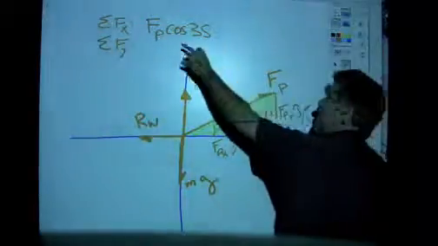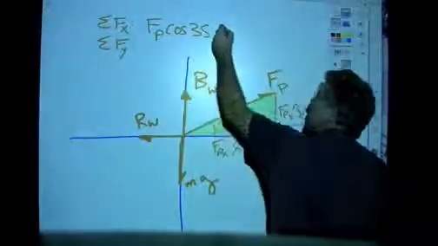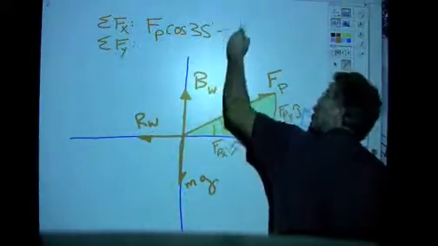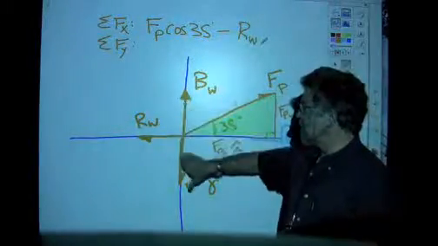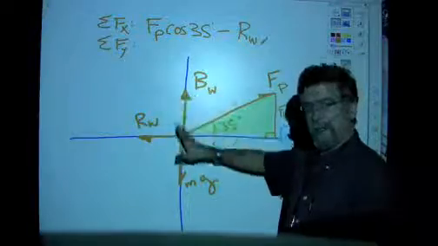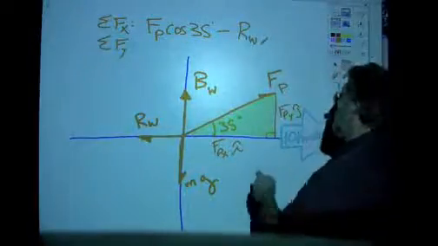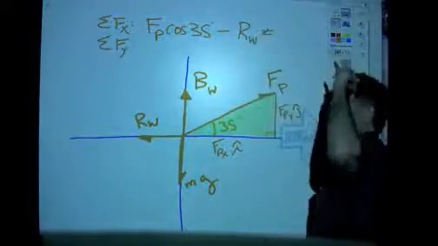So FP cosine, that's a positive in the direction of motion, minus I get all my RW, my water drag, and there's nothing else. This doesn't play any role in the x direction. It's straight up, straight down. We don't worry about it. And that's got to equal what?